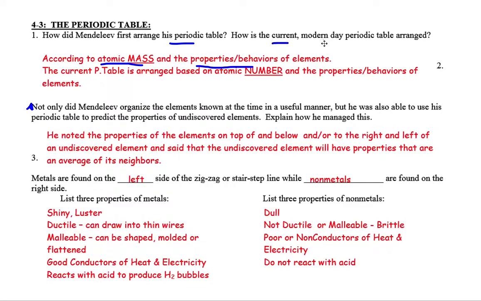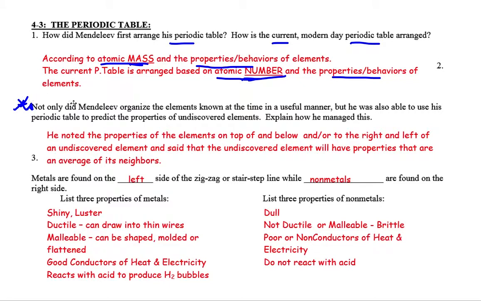Now the current periodic table is arranged very closely to the way Mendeleev did. However, it's not based on atomic mass, it's based on atomic number of protons. When Mendeleev was arranging the periodic table, they didn't know about protons, neutrons, electrons. They didn't know about atomic number at the time. They just knew how heavy atoms were. So he arranged everything based on mass, and then it got rearranged a little bit based on atomic number. Now the properties and behaviors, don't forget that.